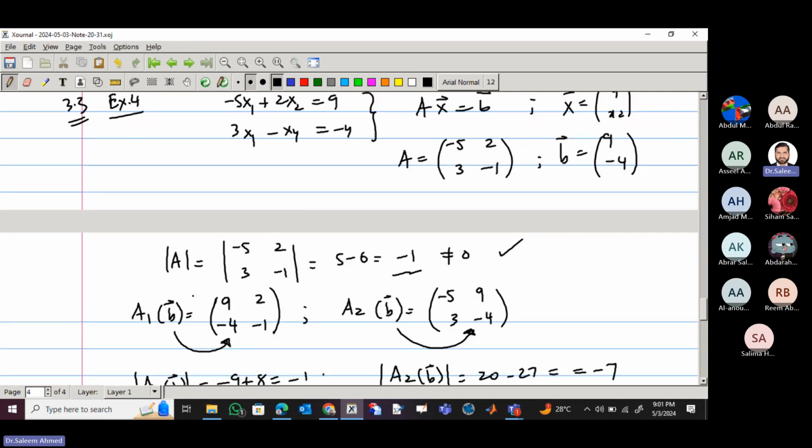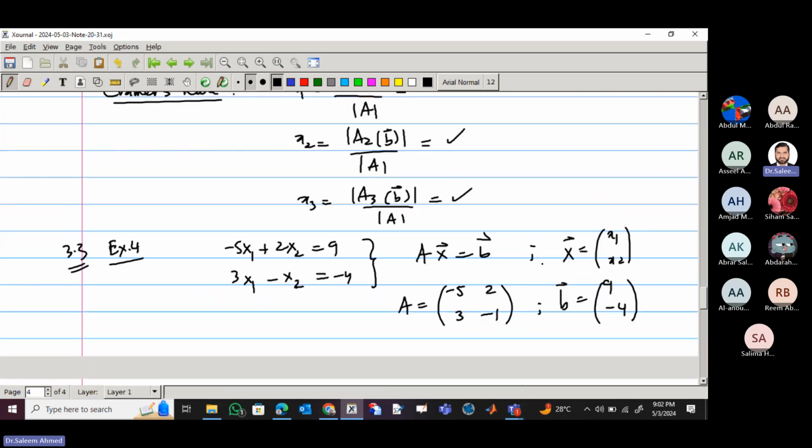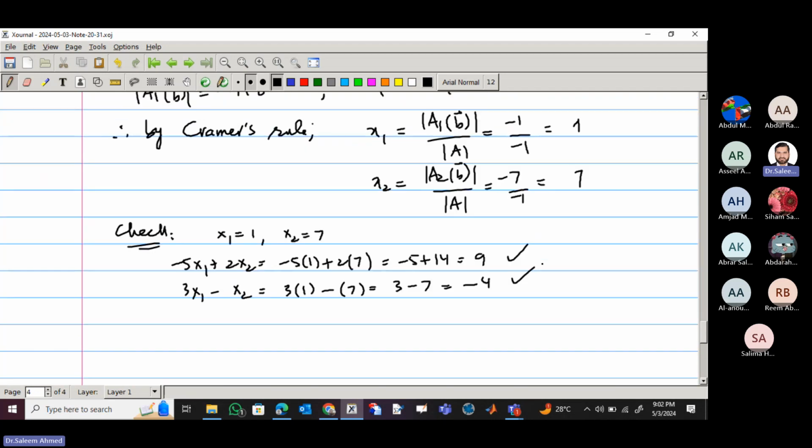What is the second one? See, this is the 9. 3x1 minus x2 should be equal to -4. Second is 3x1 minus x2. So 3x1 is 3 and minus x2 is minus 7. So 3 minus 7 is -4. That is also correct. See, both are same, 9 and -4. Hence, my solution is correct. No mistake has been done.